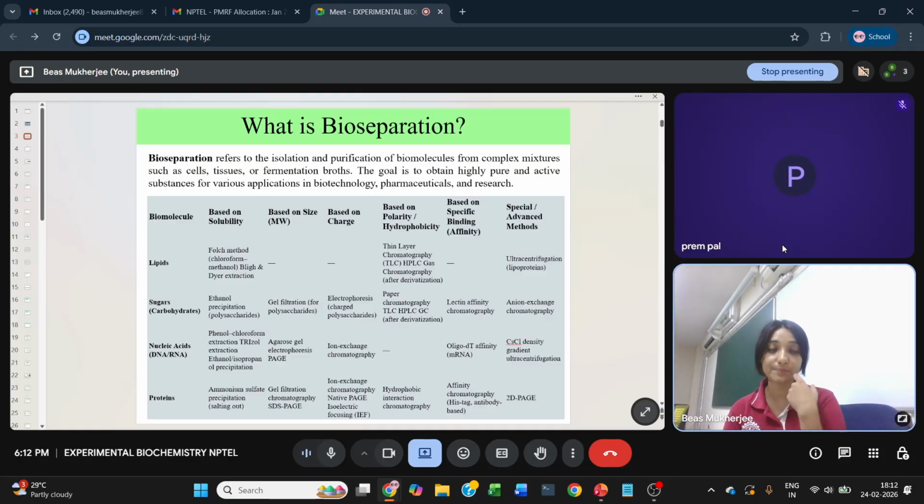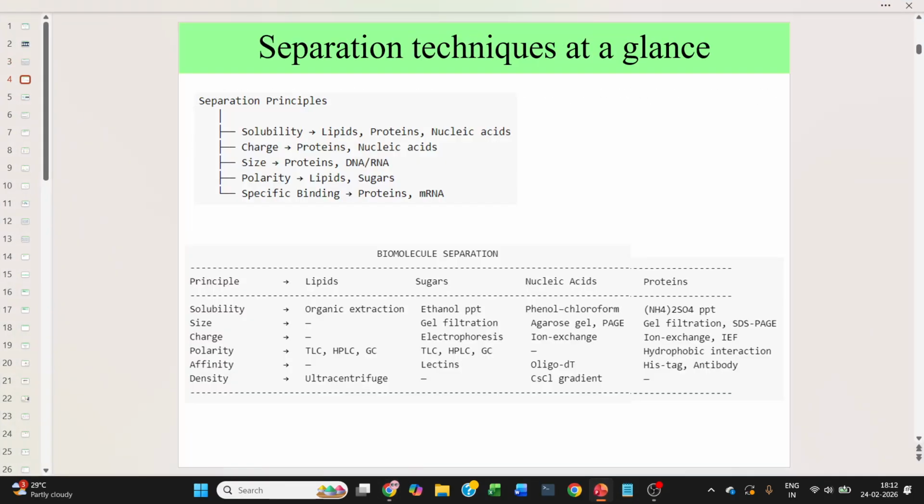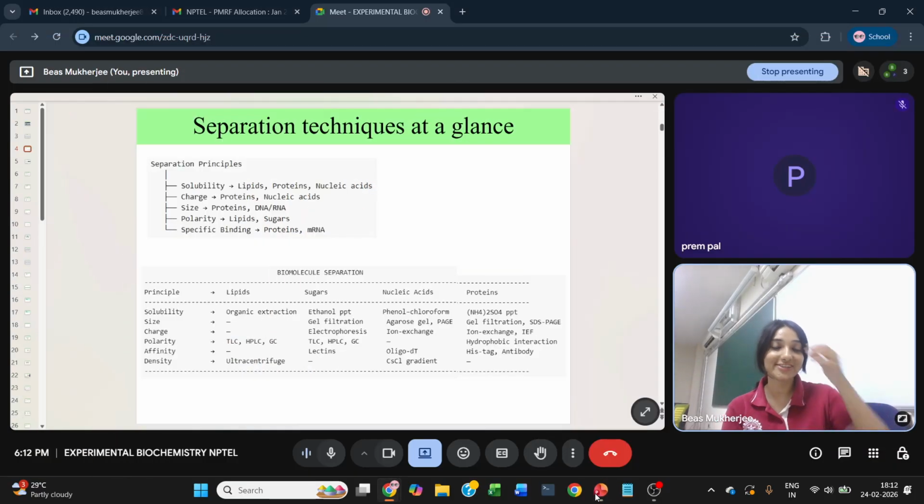Then we have 2D PAGE, which is two-dimensional PAGE. In one dimension, the separation happens based on the pI, and in the other dimension, the separation happens based on the size. We'll talk about this also either in today's class or in the coming class. Okay, so let's continue. Hopefully that was not too much for you, and hopefully everything did not go over your head. So let's start.